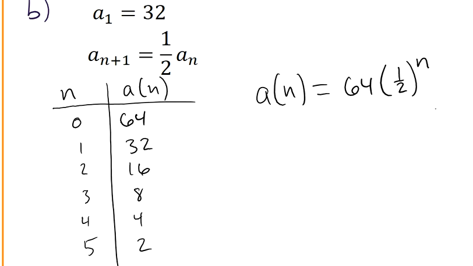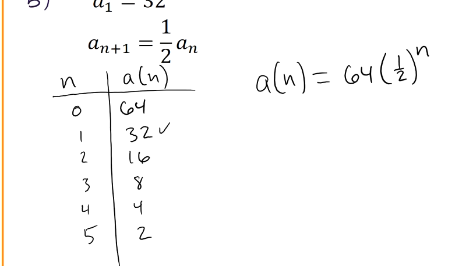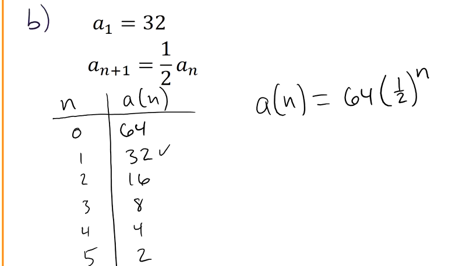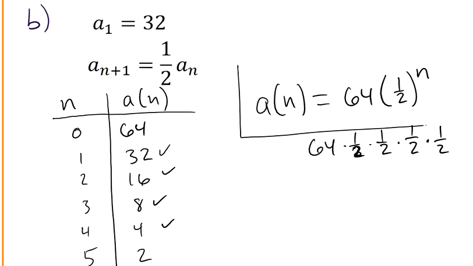So if you want the first term, you're going to multiply by 1/2, which would give you the 32. If you want the second term, you're going to multiply by 1/2 twice. So 64 becomes 32, 32 becomes 16, so that gives us a 16. If I multiply by 3 factors of 1/2, I'm at 8. If I multiply by 4 factors of 1/2, I'm at 4, etc. So this is the explicit formula.